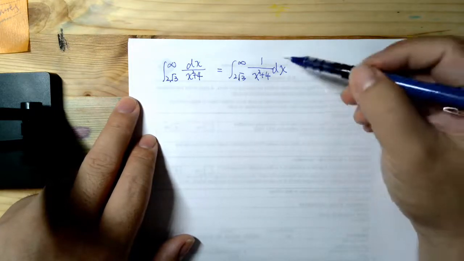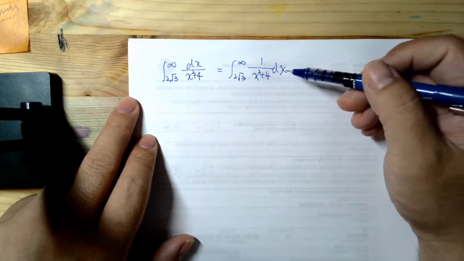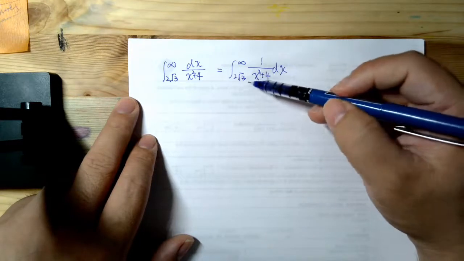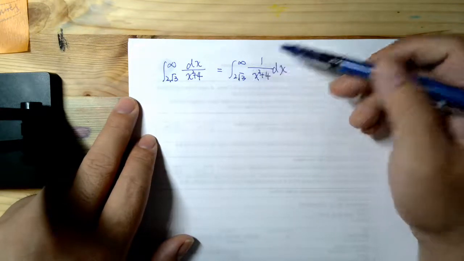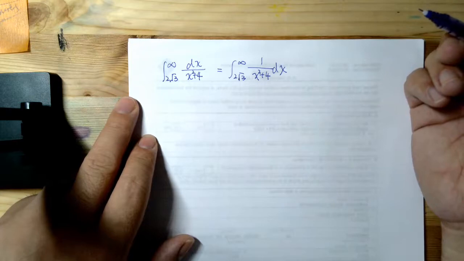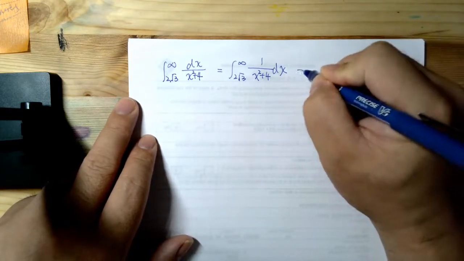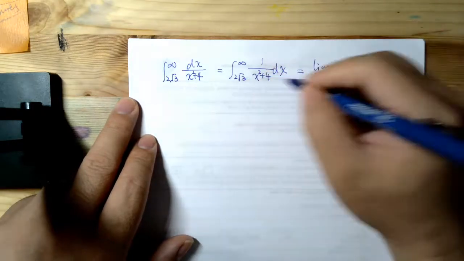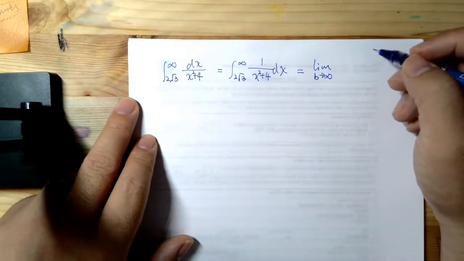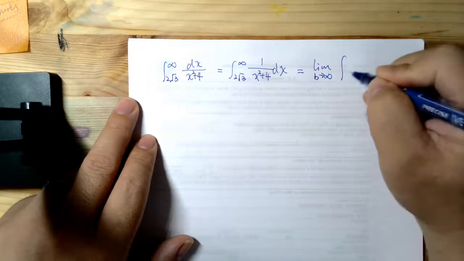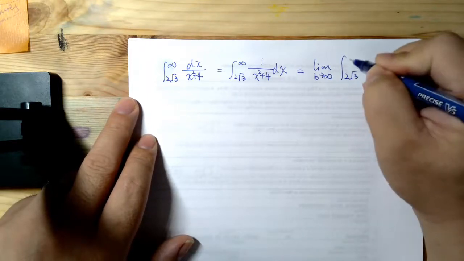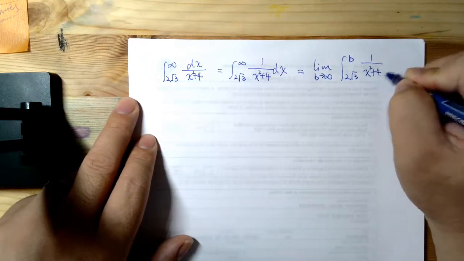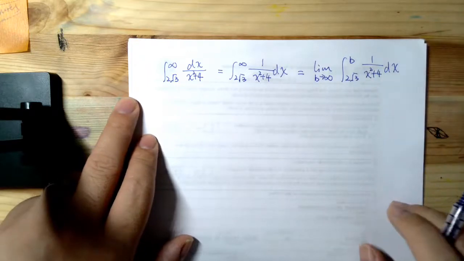recall that this is a type 1 improper integral, and the function 1 over x squared plus 4 on the interval 2 square root of 3 to infinity is continuous. So what we're going to do is transform this improper integral into a limit problem. That is, the limit as b goes to infinity of the integral from 2 square root of 3 to b of 1 over x squared plus 4 dx.